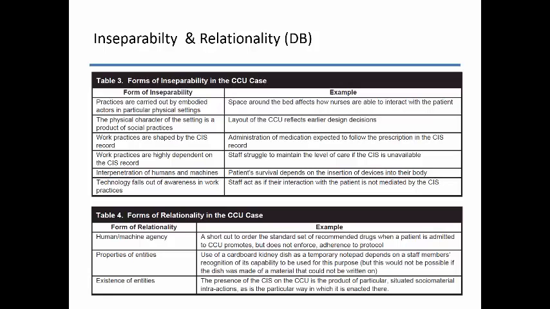To the point of relationality, properties of entities, addressing the relationship between the social and the material. The case study example: use of a cardboard kidney dish as a temporary notepad depends on a staff member's recognition of its capability to be used for this purpose, but this would not be possible if the dish was made of a material that could not be written on.